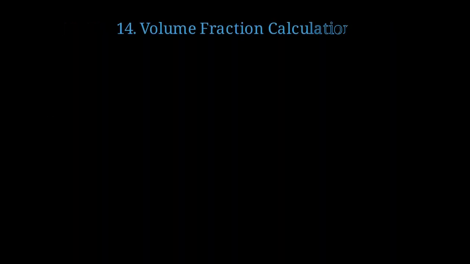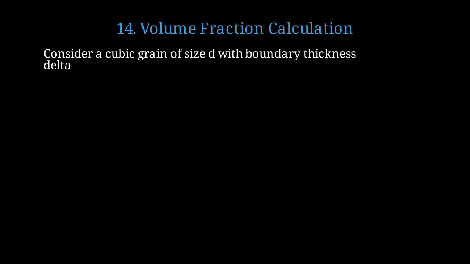Let's calculate exactly how much of a nanomaterial is actually grain boundary. Consider a cubic grain of side length d with grain boundaries of thickness delta on all sides. The total volume of the grain plus boundaries is d cubed. The crystalline interior volume is (d minus 2 delta), all cubed. The grain boundary volume is the total minus the crystal volume.